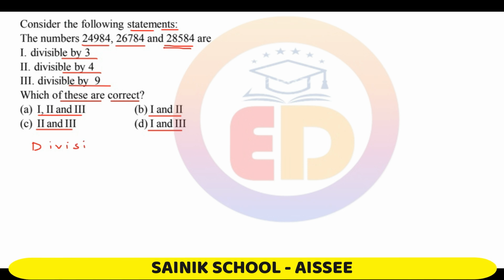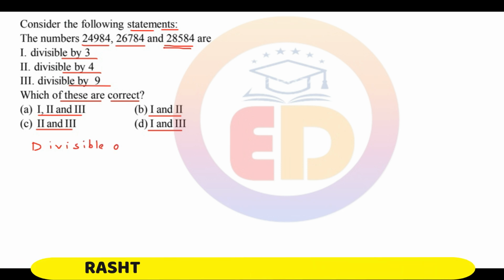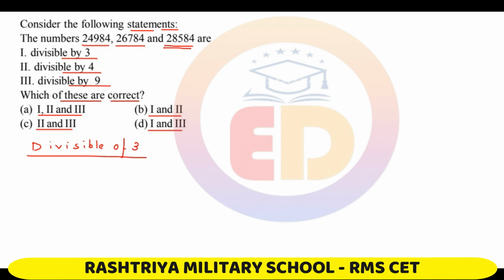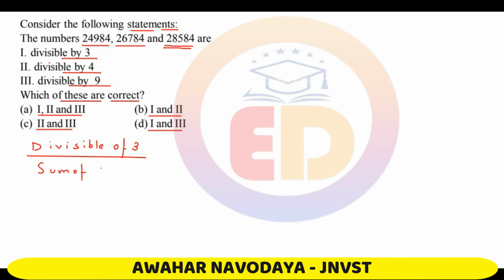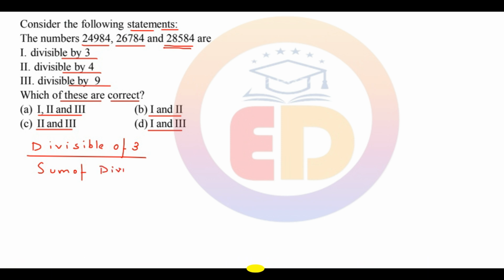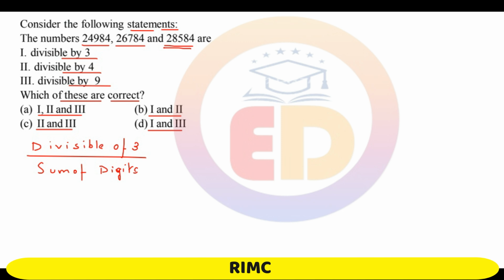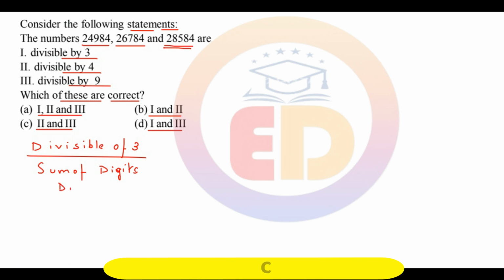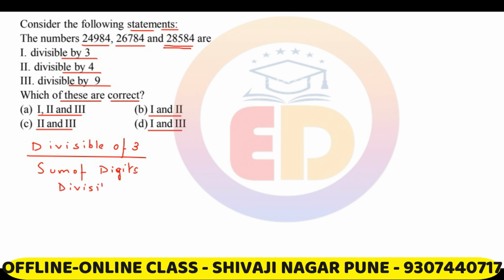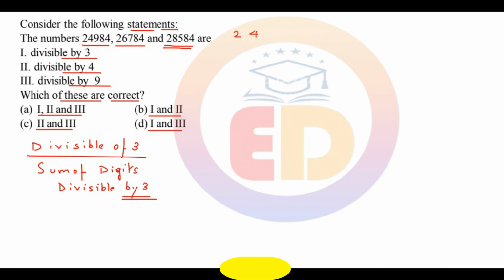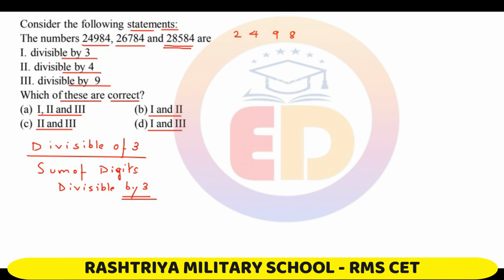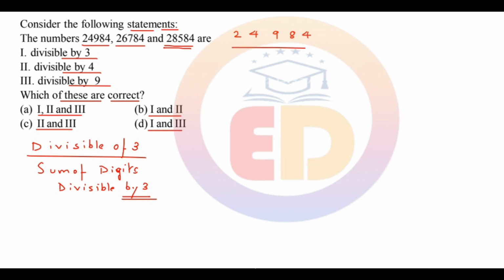The divisibility rule of 3 is that the sum of the digits should be divisible by 3. If the sum of the digits is divisible by 3, then the number is divisible by 3. So let us check all the three numbers. The first number is 24,984. Let's check the sum of the digits.